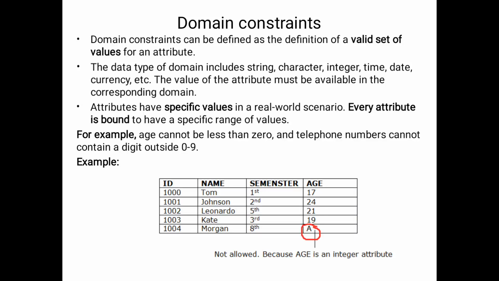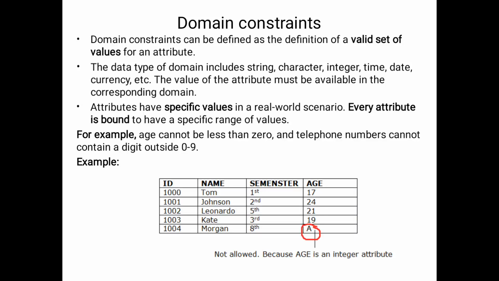If you want to generate numbers, they are only available in the integer format. And if you want to enter characters or letters, the available data type is character. The attributes have specific values in a real world scenario. For example, age cannot be less than 0. Even a newborn baby has an age mentioned in hours. And telephone numbers cannot contain a digit outside 0 to 9.